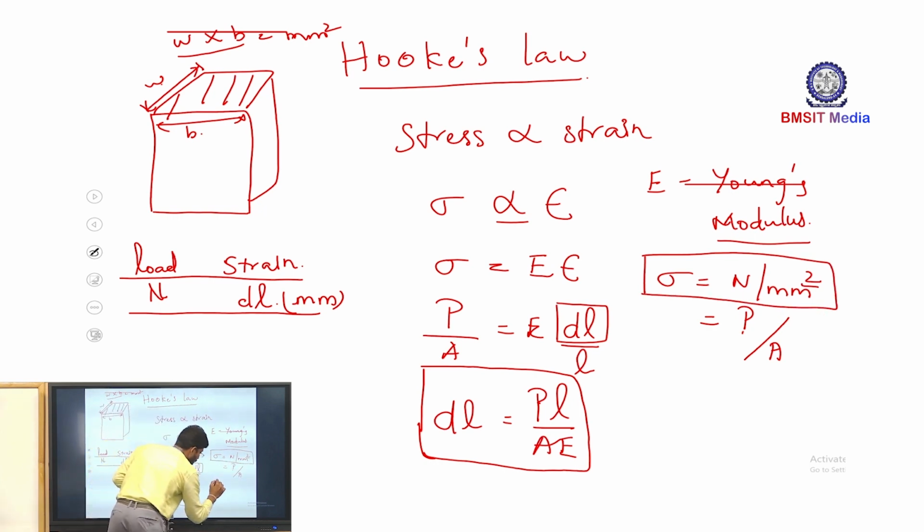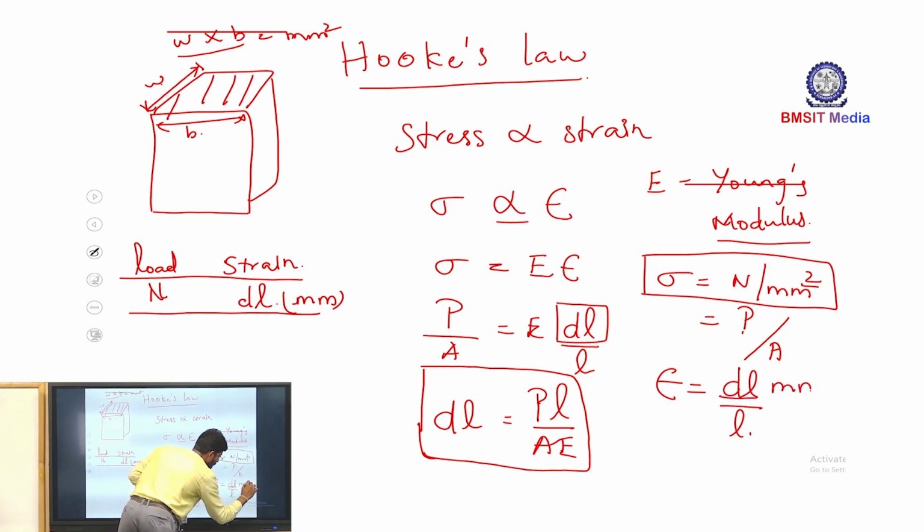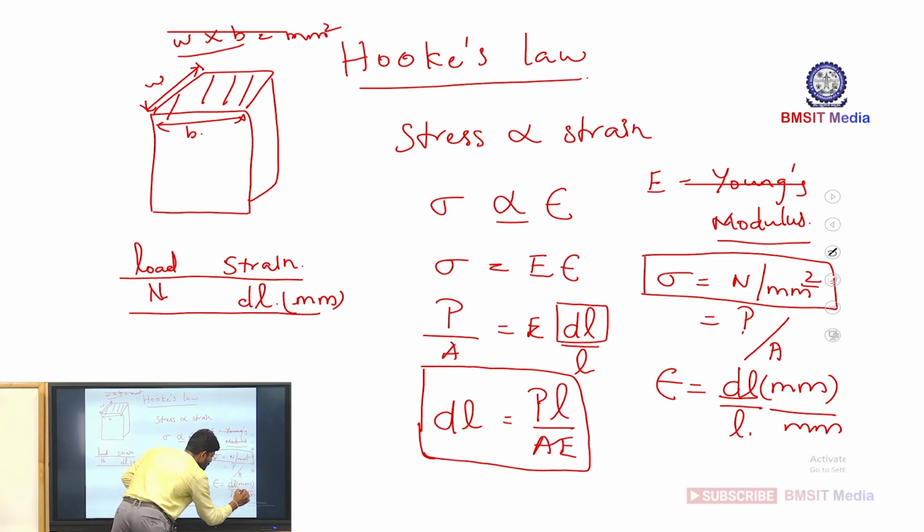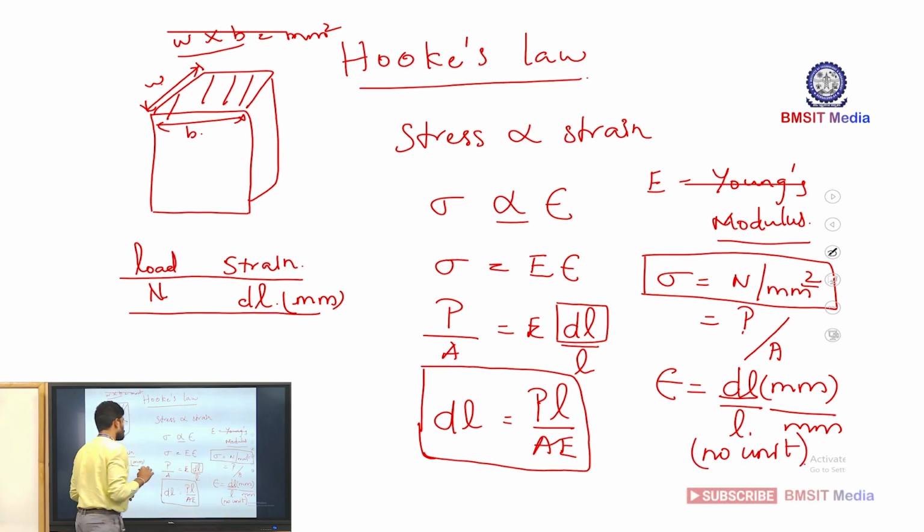Similarly, what will be the unit of strain? You look here: dl by L. The change in length is in terms of mm, and your length is also in terms of mm. So it has no units because this unit and this unit get cancelled. You need not mention the unit, you can give no unit. Okay, strain.